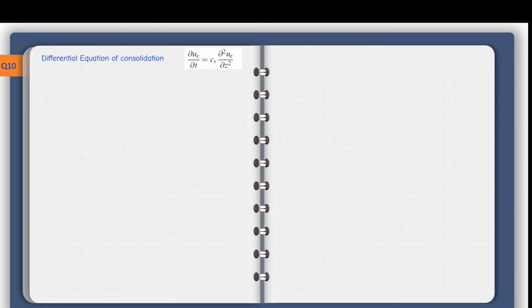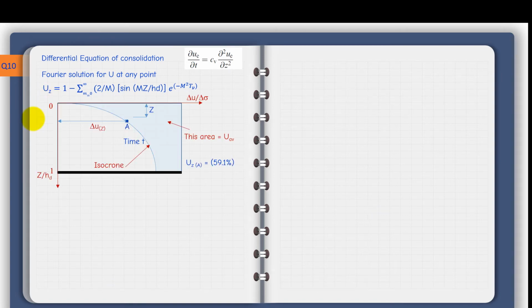So basically, this is the equation of consolidation, the differential equation for consolidation that was solved by Terzaghi in the past. And when we apply the Fourier solution for u at any point using this equation, we get the general solution for the degree of consolidation at any point, Uz. You don't have to be scared by this equation. It's straightforward. We will see in a minute how we can apply it.